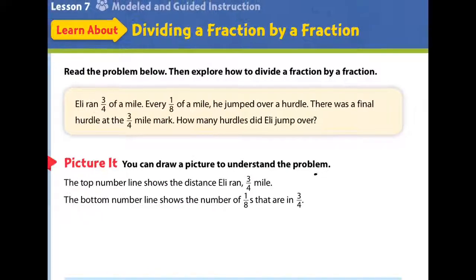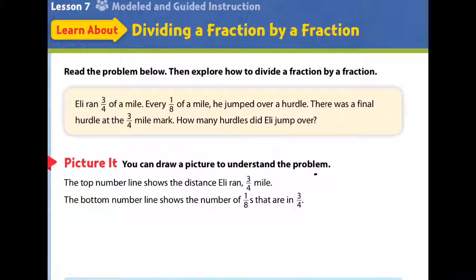Let's read the problem. It says, read the problem below, then explore how to divide a fraction by a fraction. So here's what it says. Eli ran 3/4 of a mile. Every eighth of a mile, he jumped over a hurdle. There was a final hurdle at the 3/4 mile mark. How many hurdles did Eli jump over?